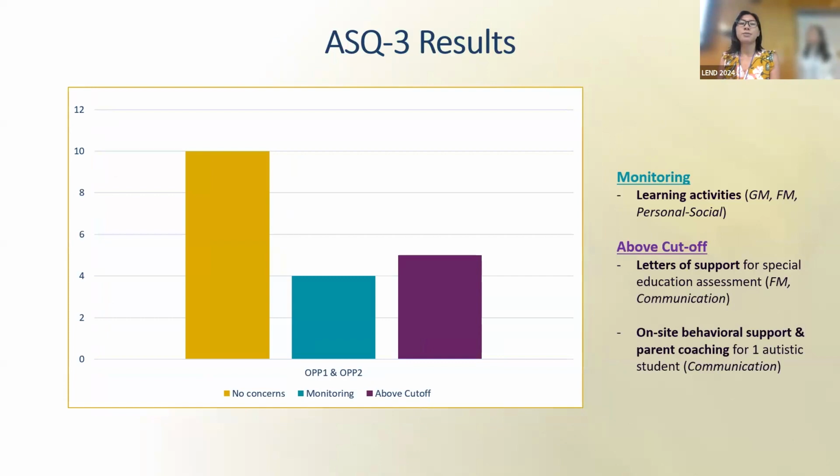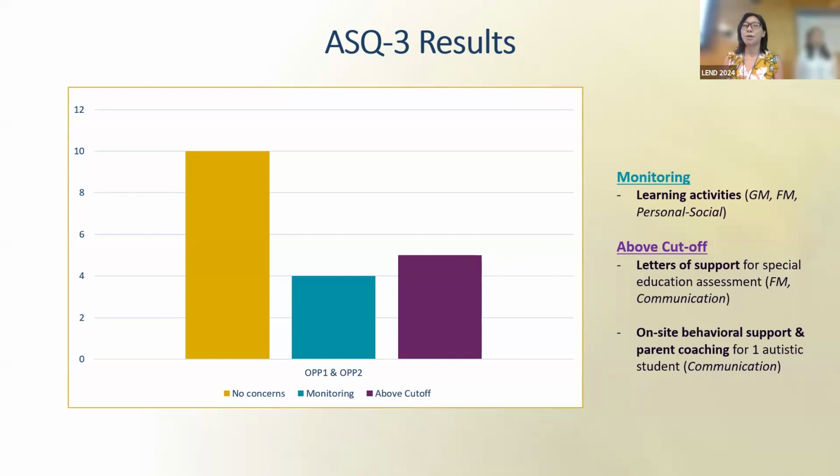For the results themselves, for the ASQ 3, 10 students had no concerns. 4 students had concerns in the monitoring zone, which basically means provide learning activities and follow up. So these were learning activities we provided for gross motor, fine motor, or personal social activities. And then 5 students were above the cutoff. And we provided these students with learning activities as well as letters of support to get special education assessment in their local school district. And 1 student who was previously diagnosed with autism received on-site behavioral support and parent coaching from Vanessa and Aurora.